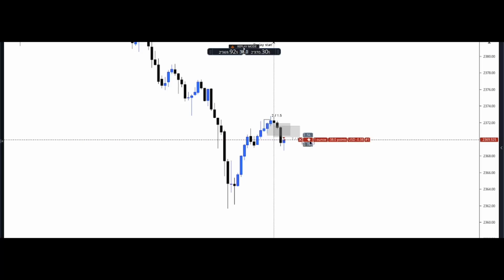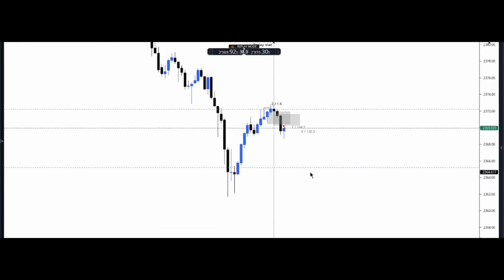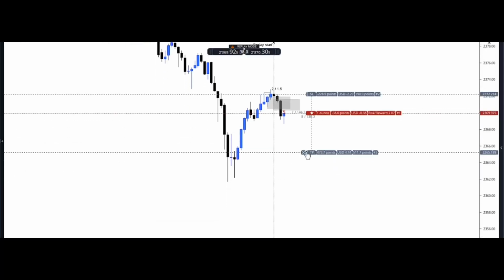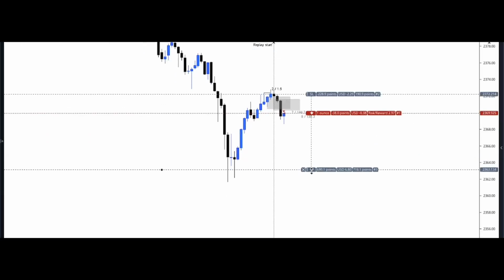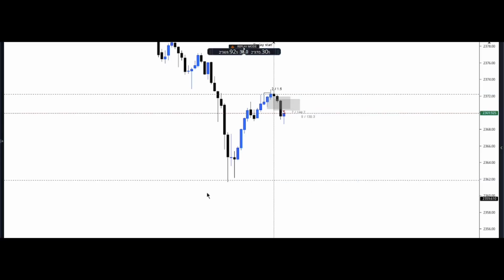We can frame it this way. This is our stop loss just above here, okay? And our take profit just here. This is your first take profit that you will look to target. Simple. So let's advance price and see what happens.